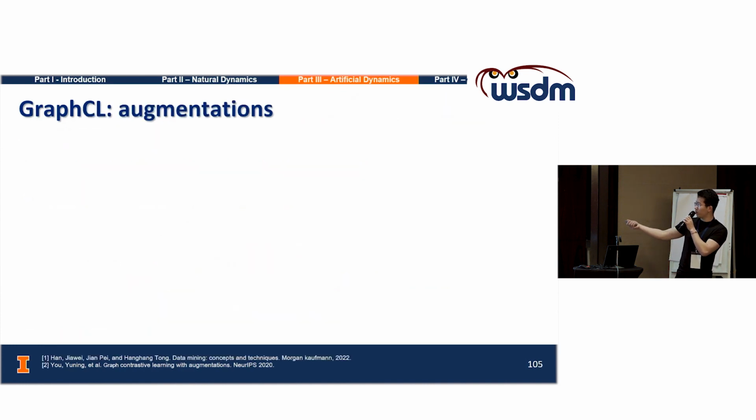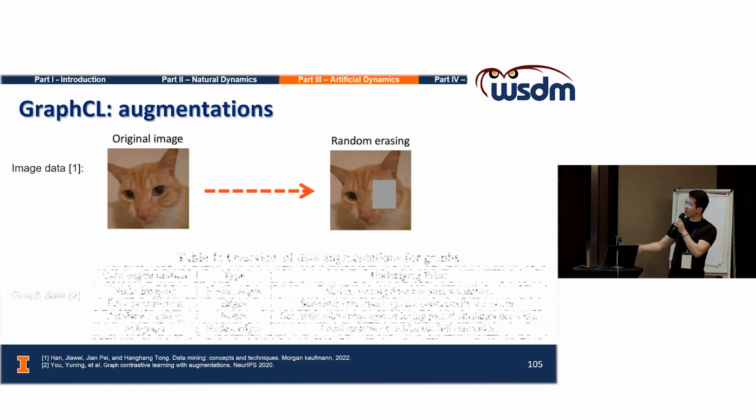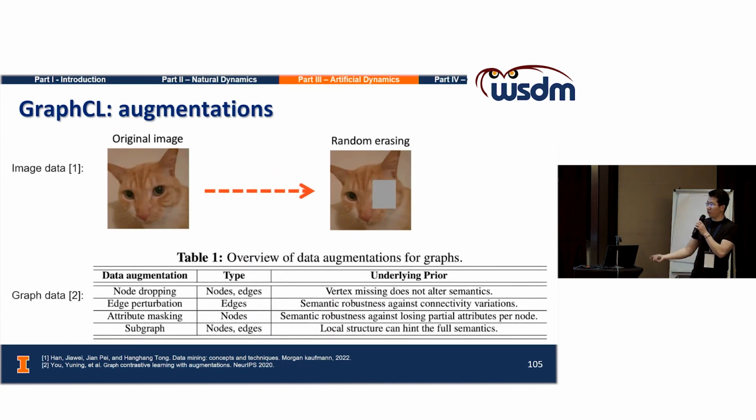So the key thing is what augmentations they use. I said they are a family of random augmentations. On image data, there are random augmentations like randomly masking a part of the image. And on graph data, those augmentations also work. So the augmentation methods they use in this paper are the following four.